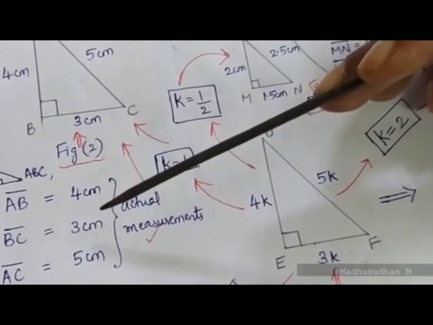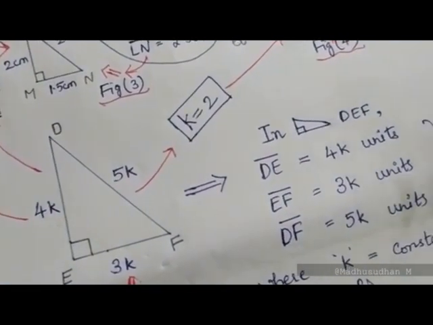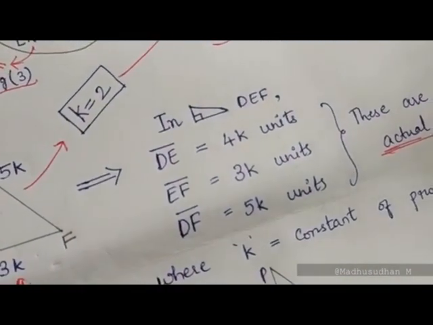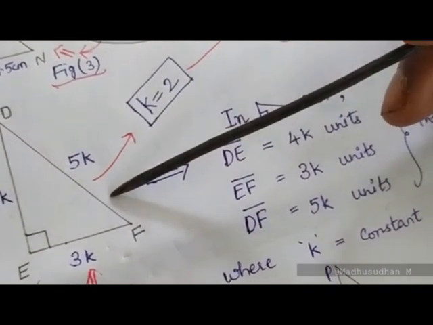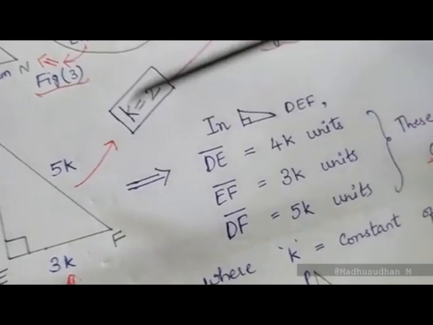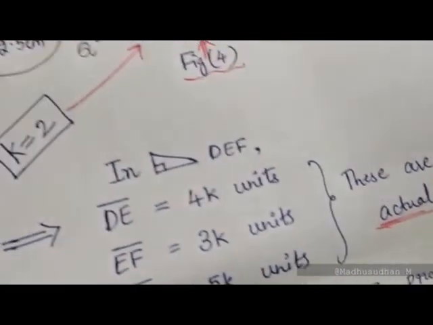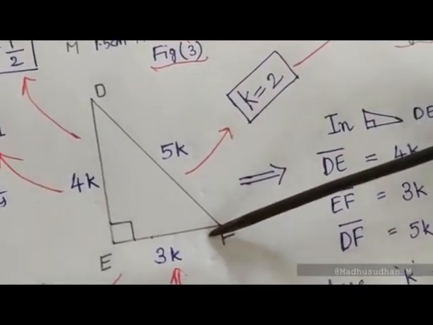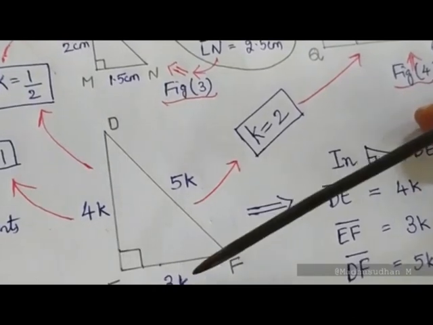Followed it? So these are the actual measurements. Whenever there is a constant of proportionality K, denoted in this way as shown in this figure 1, triangle DEF, then they are not the actual measurement. Followed it? So now I compare this figure 1 with figure 3 here.